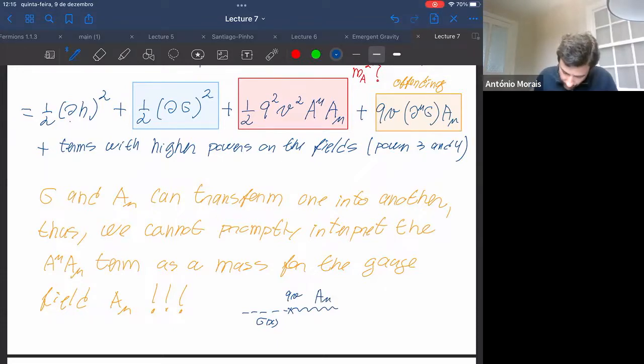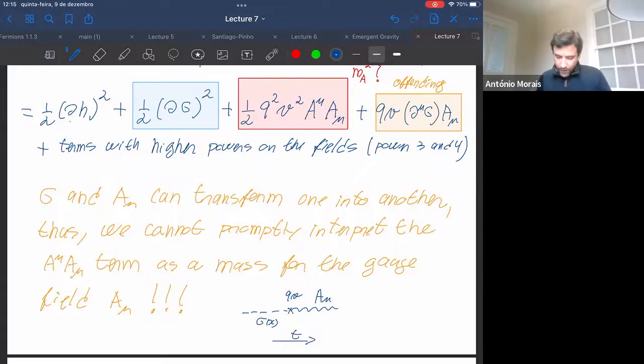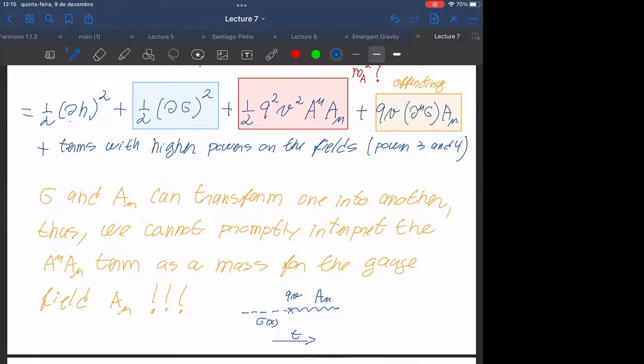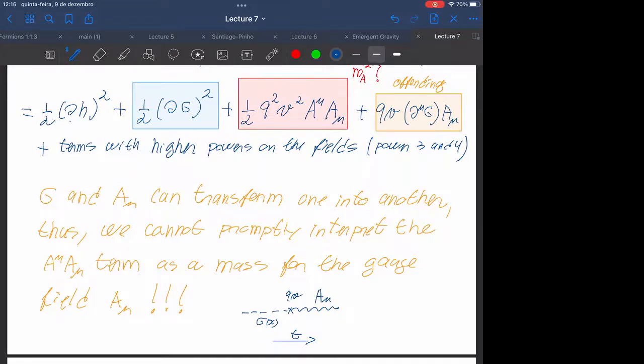So if you're reading your time like this, it can also go in the other direction. So you can transform your G into an A and vice versa. You can write then all possible interactions on both ends here, but you can transform one into another. This is what is meant here. Is it clearer now with this diagram? Yes. So that's what's happening.